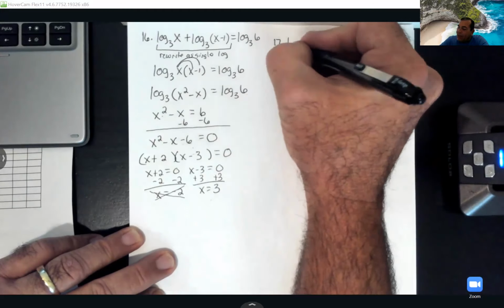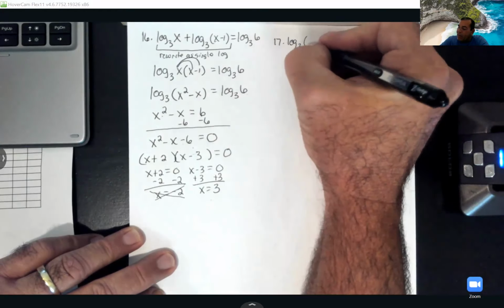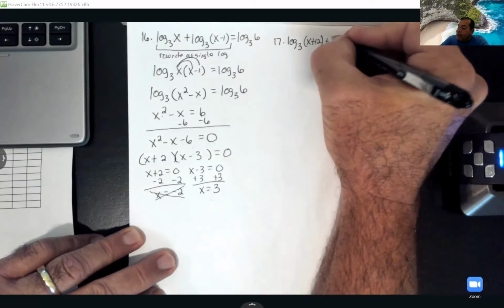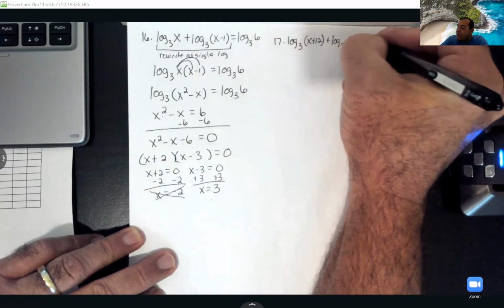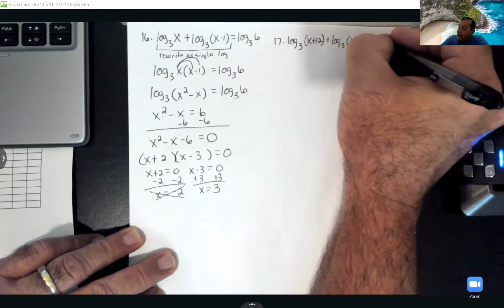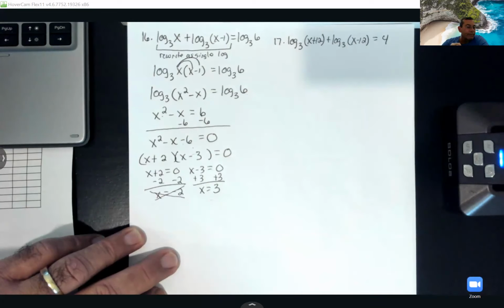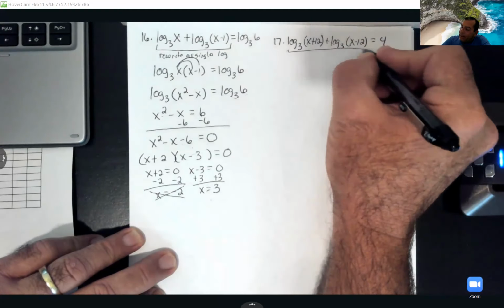All right, so we got one more to go. Log 3 of x plus 12, plus log 3 of x minus 12. All of that equals a 4. All right, so look here, once again, left side, I got to rewrite as a single log.